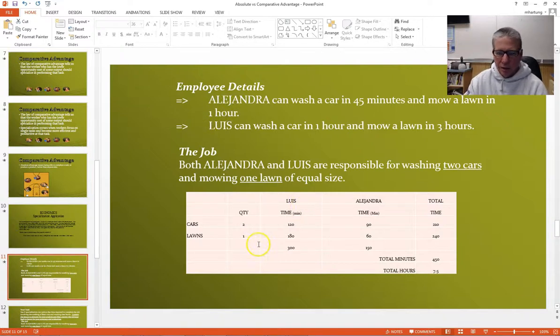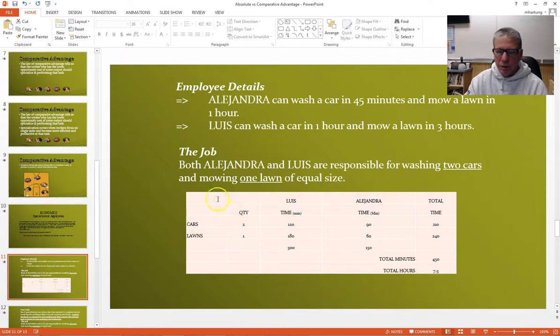Let's take a look here and see what the job is that they must do. Both Alejandra and Luis are responsible for washing 2 cars and mowing 1 lawn of equal size. So each person has to wash 2 cars and mow 1 lawn.